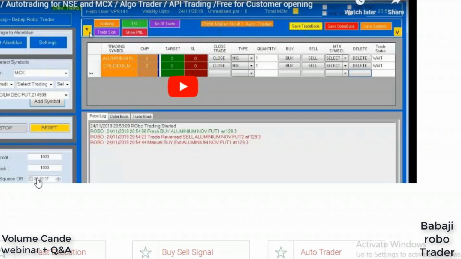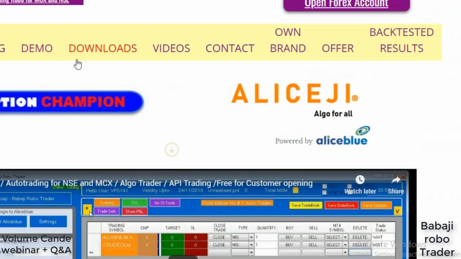And currently we are giving the software for Alice Blue. If you want to use it for Zerodha, we have one more software. So that will connect with the other brokers.